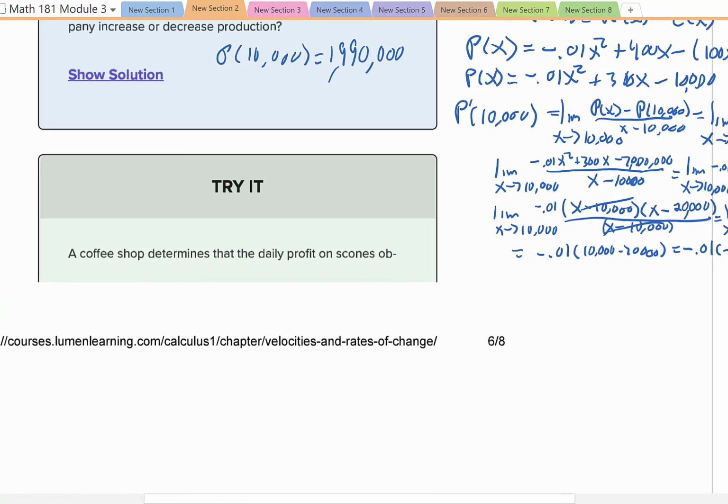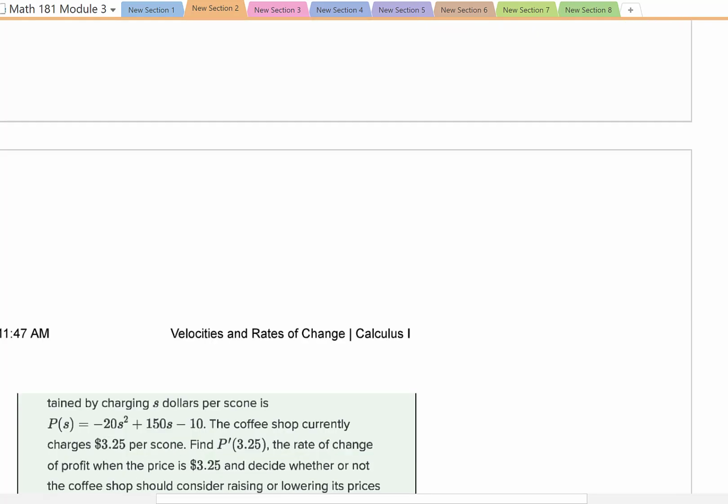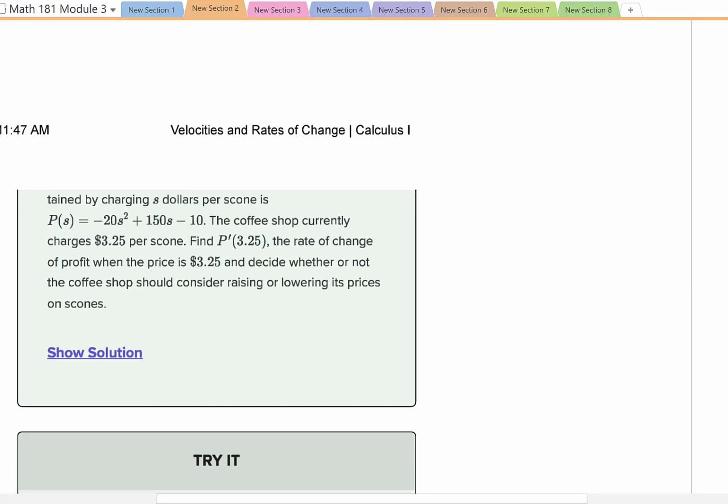A coffee shop determines that the daily profit on scones obtained by charging S dollars per scone is P of S equals negative 20S squared plus 150S minus 10. The coffee shop is currently charging $3.25 per scone. Find the change in price at $3.25. That is the rate of change of profit when the price is $3.25, and decide whether or not the coffee shop should consider raising or lowering its prices of scones.